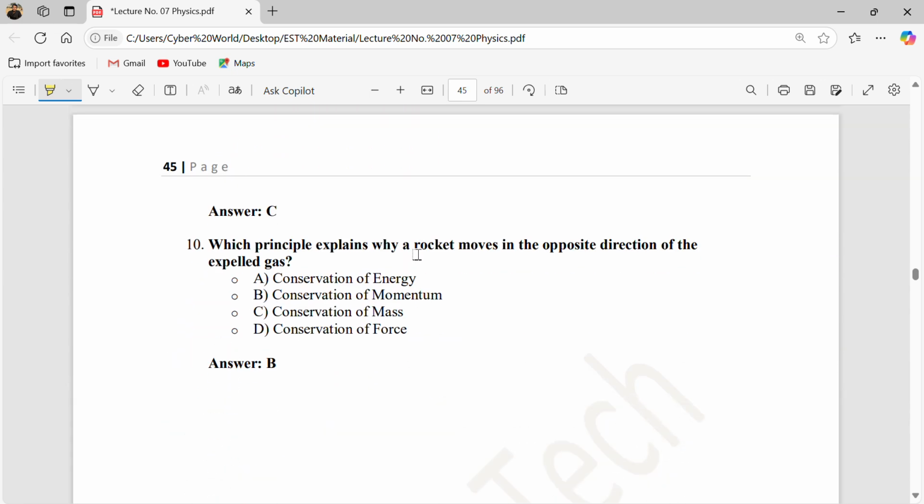which principle explains when a rocket moves in the opposite direction of the expelled gas? The expelled gas is moving downward and the rocket is moving upward. This is according to Newton's third law of motion, and this is the conservation of momentum. Yes, not energy but the conservation of momentum. How? Because the mass of the rocket is going upward with some velocity, and the mass of the fuel is exerting out with velocity in the opposite direction. So this is according to the conservation of momentum.